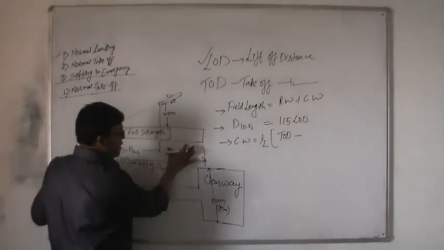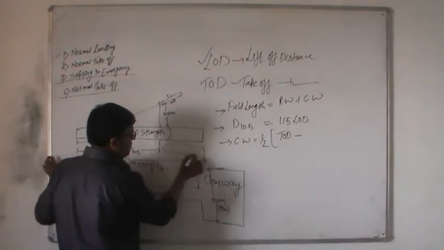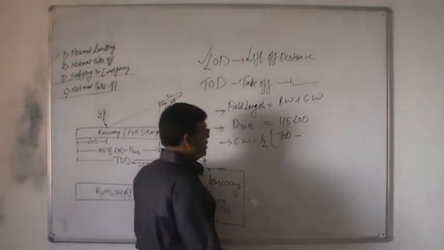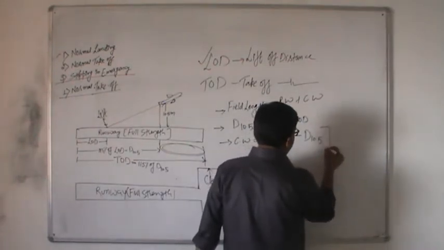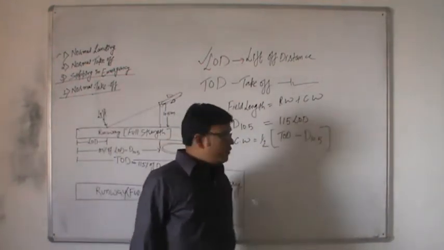This is the distance. It should be half of this one. It means there is a distance, and half of this should be the width, the length of the clearway. It means the distance to reach a height of 10.5 meters. This D 10.5 is nothing but 1.15 of the liftoff distance.